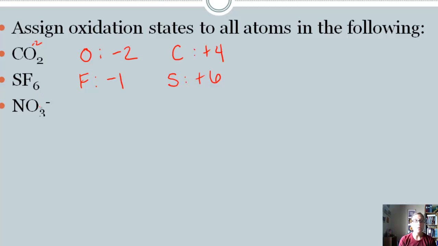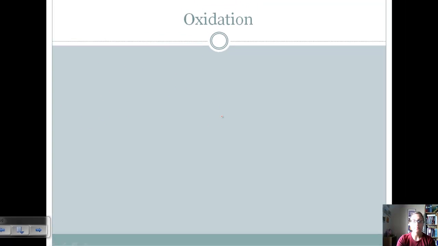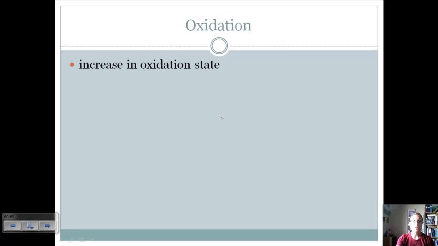Okay, now let's look at one where we have an overall charge on the ion. I know that oxygen is still a -2 oxidation state. That gives this a -6, but instead of it adding up to 0 this time, I want it to add up to -1. So that means that nitrogen must be a +5 oxidation state in order for that to occur. Okay, now let's talk about the two parts. Oxidation is an increase in oxidation state. What that means is that it's lost electrons. So its oxidation state could go from +2 to +3 because it lost some electrons.